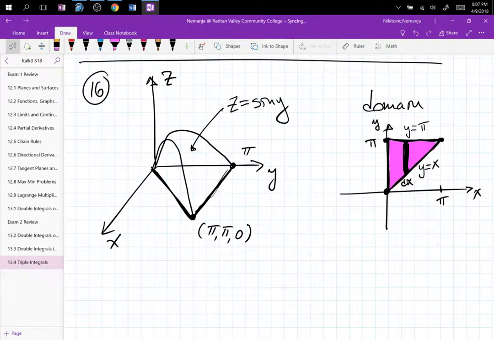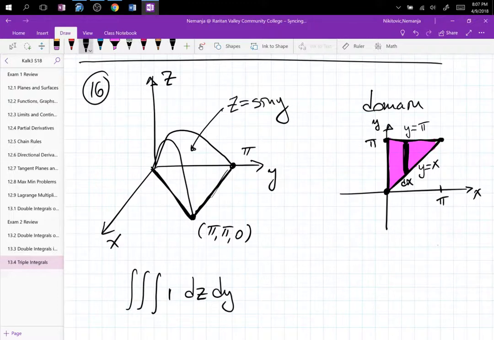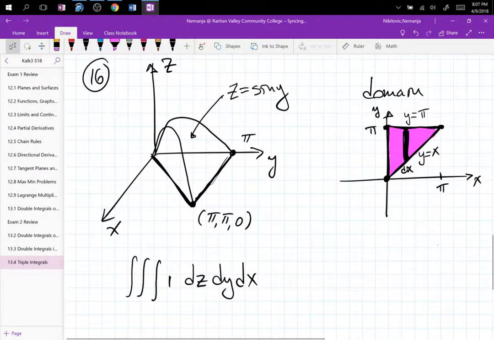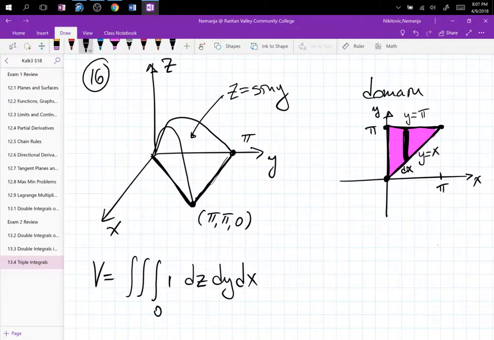And now set up the triple integral. Integral, integral, integral. Again, it's going to be 1 in here because nothing is given to us. And then we're going to have dz. And then I'll do dy dx because I already picked dx as my main. Now, this is volume, right? So the easy one is z, because it goes from the bottom to sine y on top. So that's what we have for z.